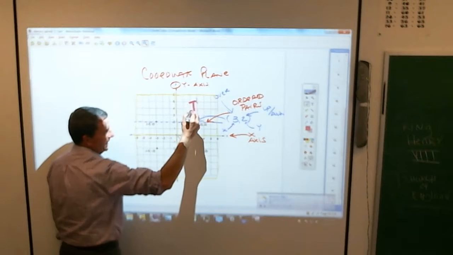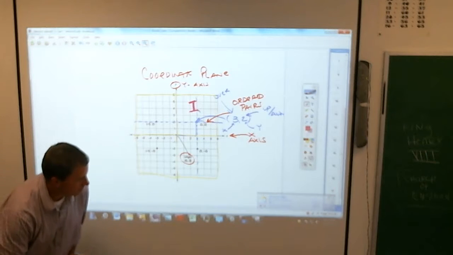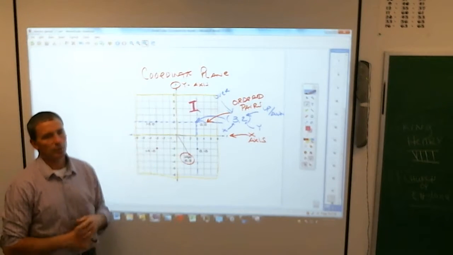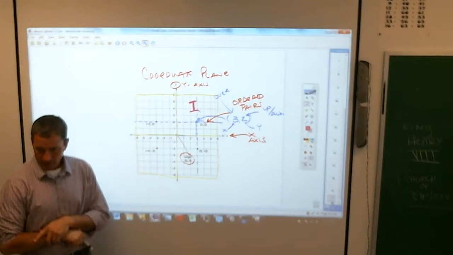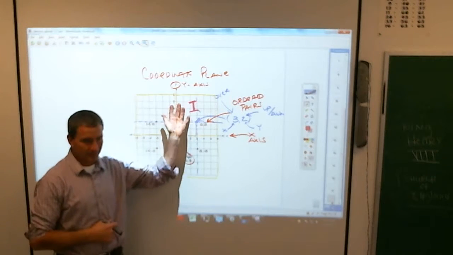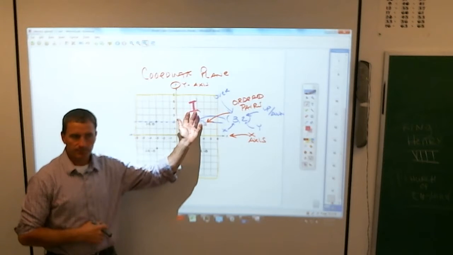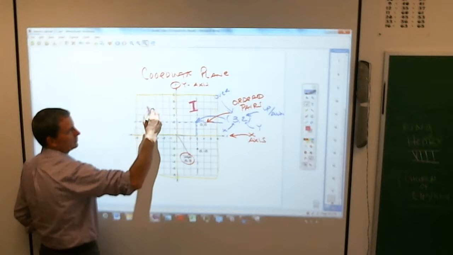What do you know about the x and y numbers in quadrant number 1? If an ordered pair is in number 1, what will be true about both of its x and y values? They're both positive. Yes, they will both be positive. You will not find a negative integer in any of these. Okay? This one right here is quadrant number 2.